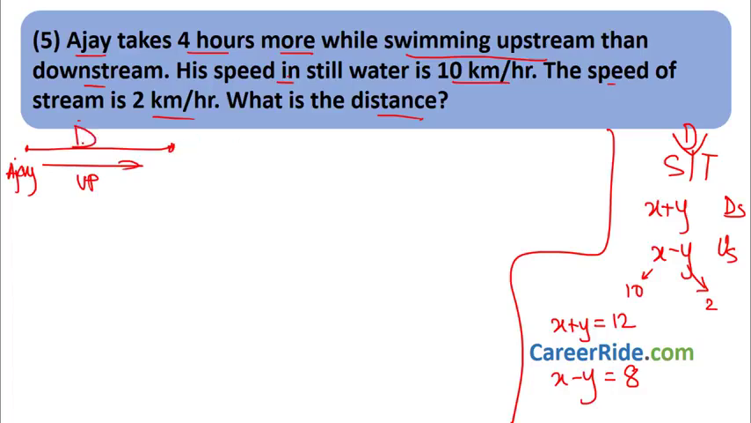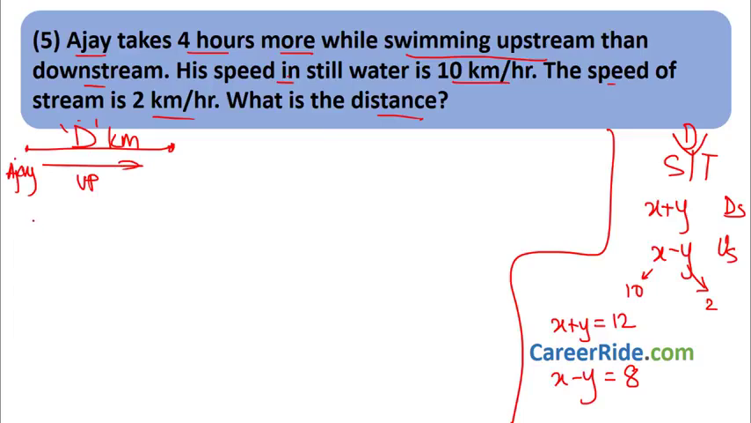So let us assume that Ajay travels d kilometers. Upstream Ajay goes and again comes downstream, d kilometers while traveling. Distance traveled in both the cases is same, d kilometers. What they have given is that Ajay takes 4 hours more while going upstream.